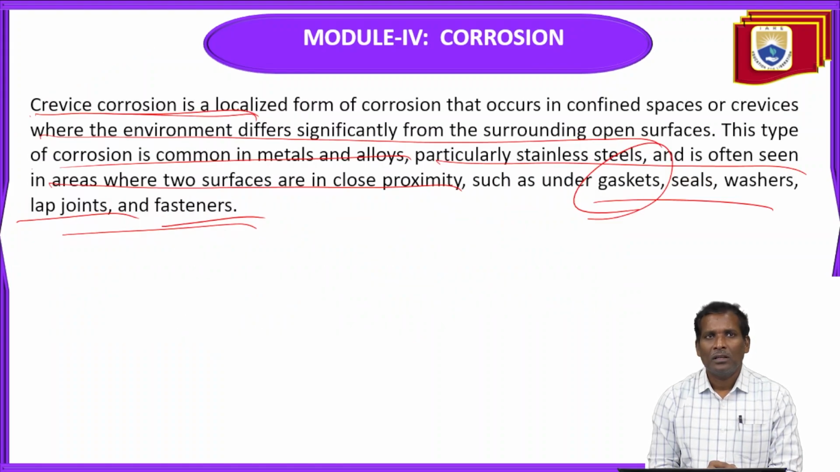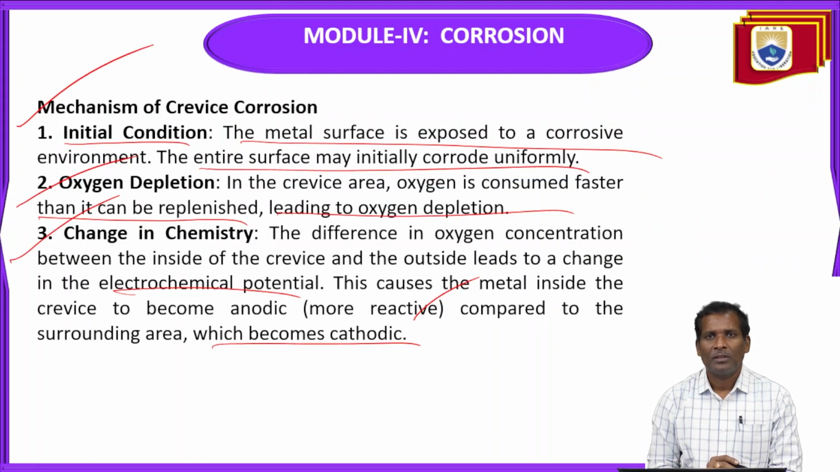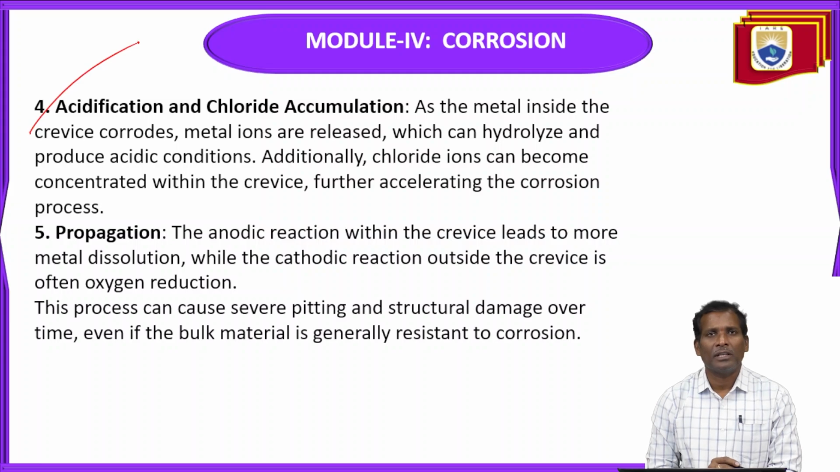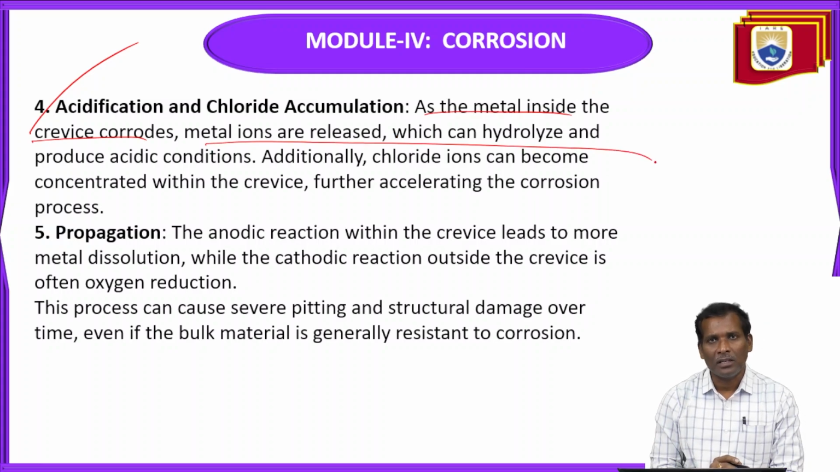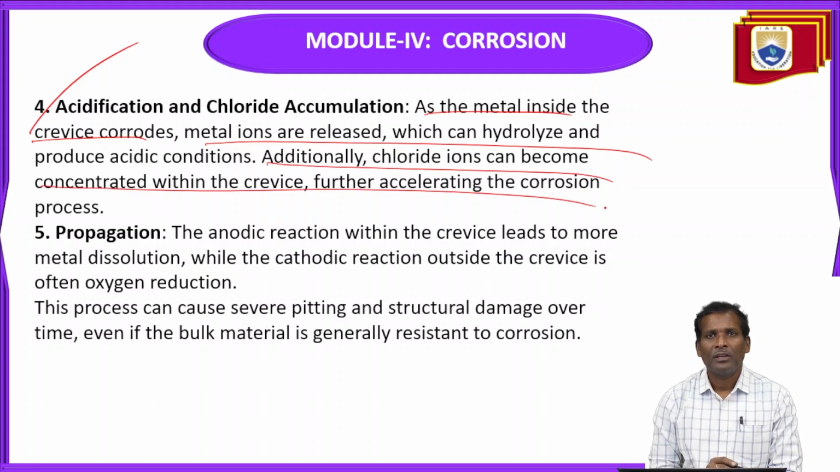This form of corrosion occurs in confined spaces or crevices, where the environment differs significantly from the surrounding open surface. That's the change in chemistry: the difference in oxygen concentration between the inside of the crevice and the outside leads to a change in the electrochemical potential. The next point is acidification and chloride accumulation. As the metal inside the crevice corrodes, metal ions are released, which can hydrolyze and produce acidic conditions. Additionally, chloride ions can become concentrated within the crevice, further accelerating the corrosion process.